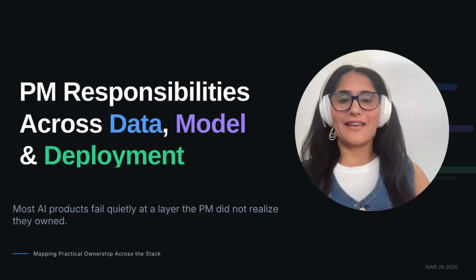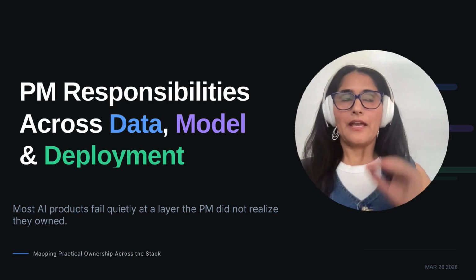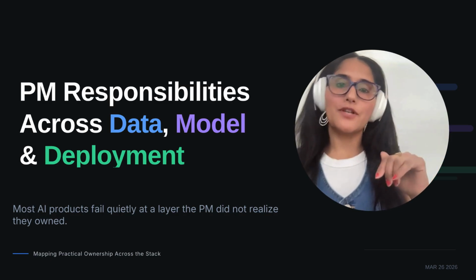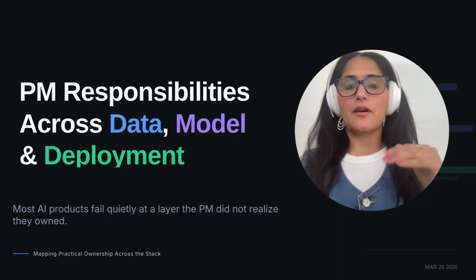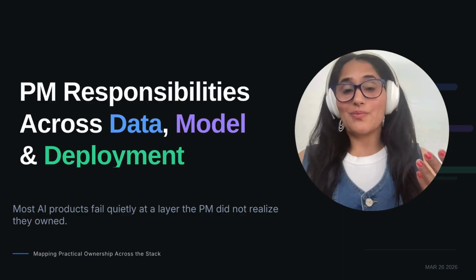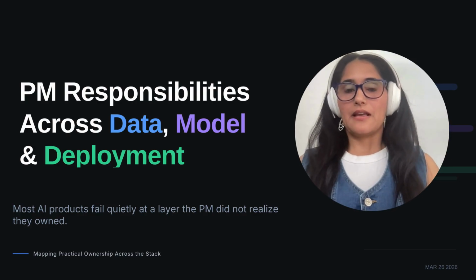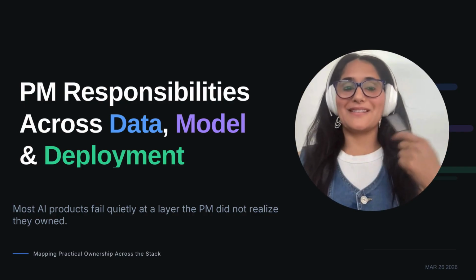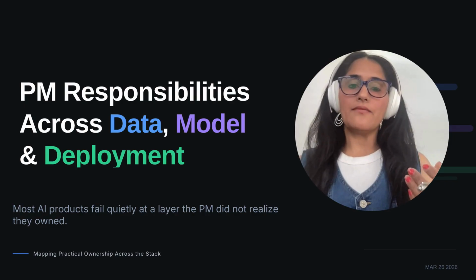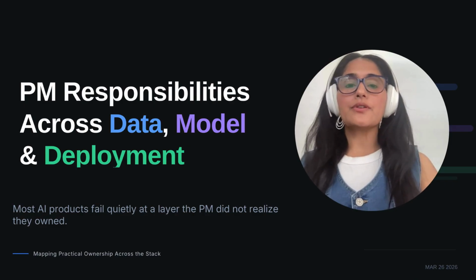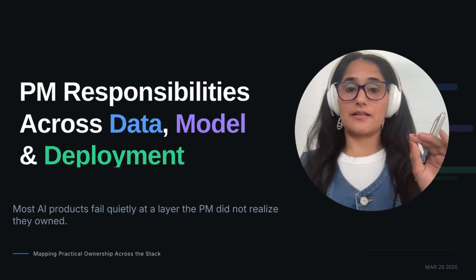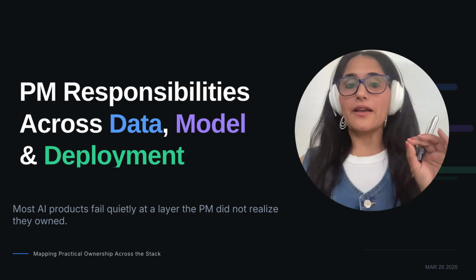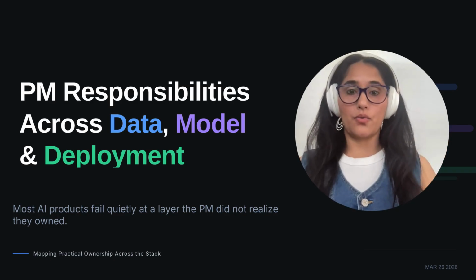So let's look into it and understand. If the honest answer is we would figure it out later, that's the problem this video is about. I have been in the rooms where something breaks and everyone assumes it belongs to someone else. The PM thinks it's an ML issue, ML thinks it's a data issue, data thinks it's a deployment configuration. And while everyone's pointing at each other, users are quietly losing trust in your product. Most AI products don't fail loudly, they fail very quietly at a layer the PM did not realize they owned.